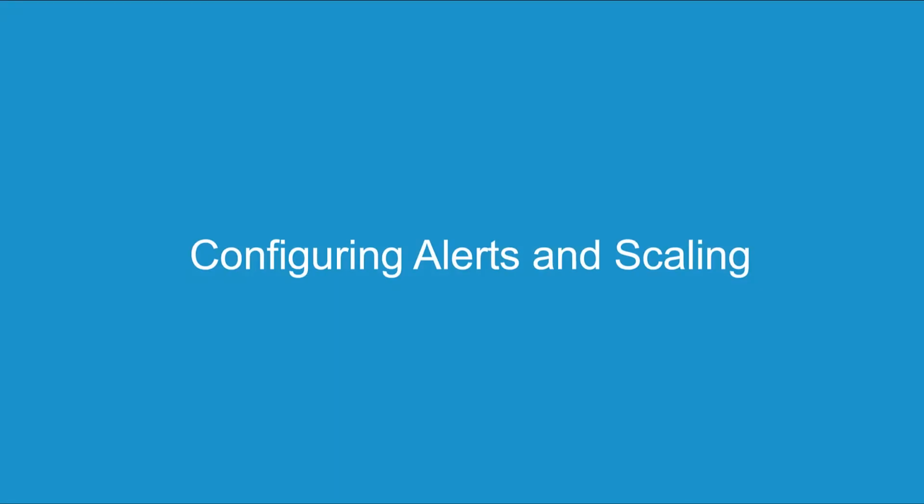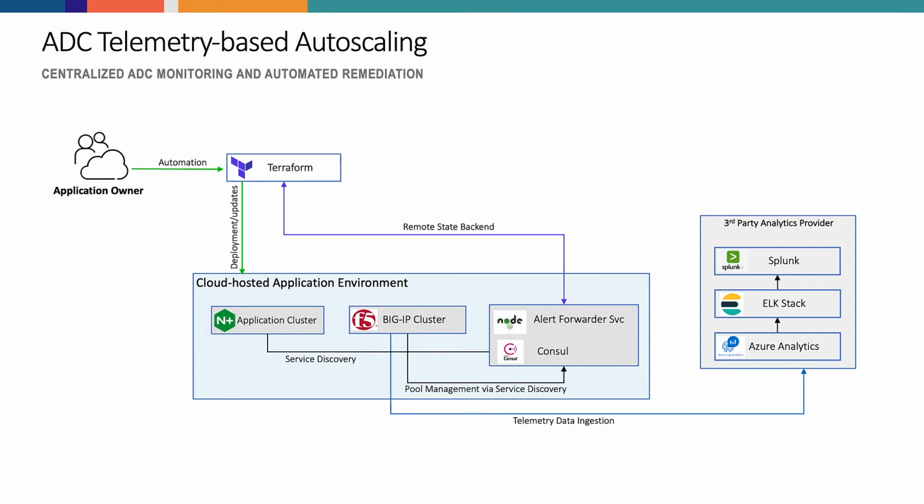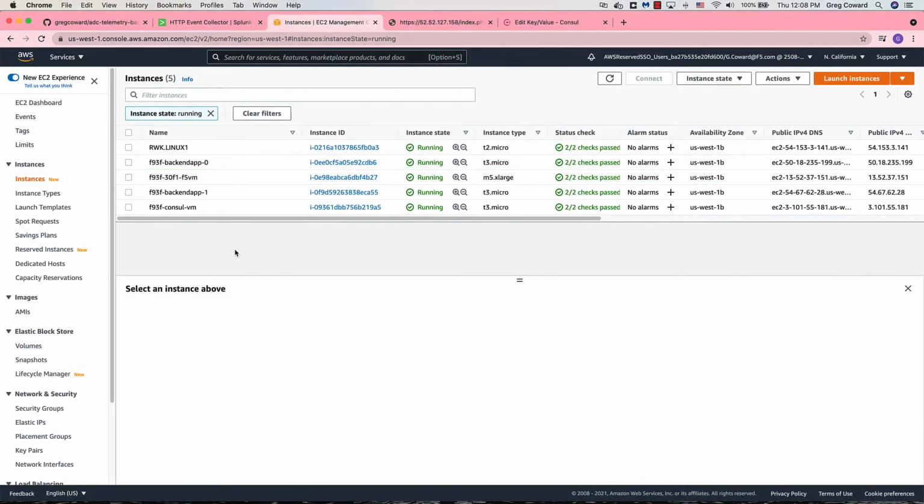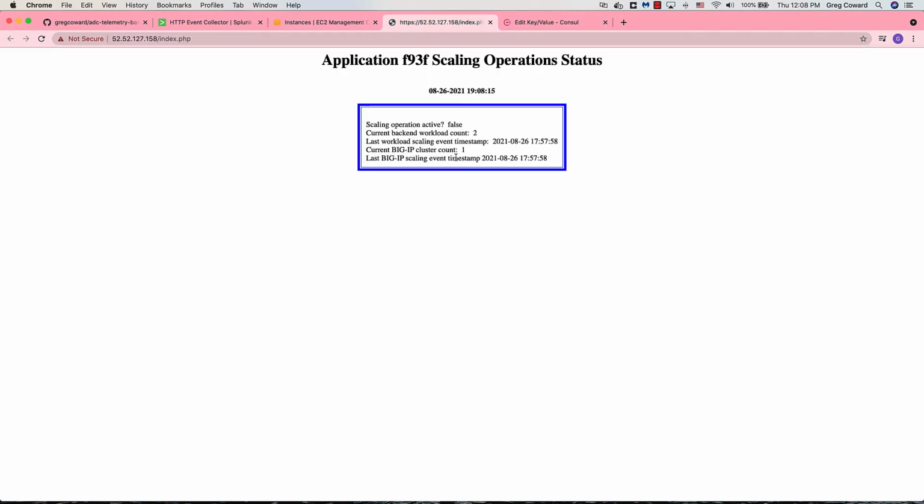With my deployment complete and the metrics being sent via Telemetry Streaming to my third-party provider, Splunk in this case, I can configure scaling alerts. When an alert is triggered, a webhook call is sent to GitHub Actions via the alert forwarder service. The GitHub Action workflow, in turn, triggers and uses Terraform to update the application infrastructure. To see this in action, let's first review my application page and note the current cluster count and scaling status.